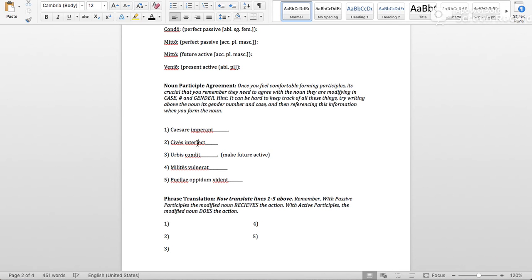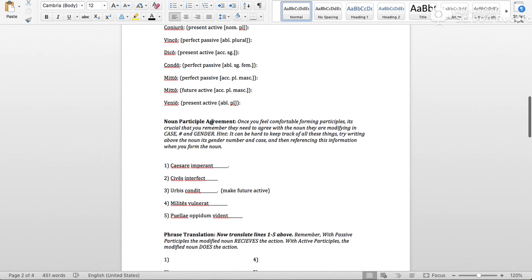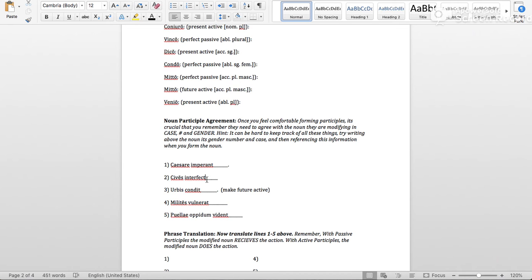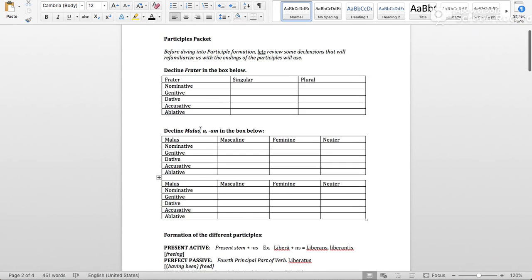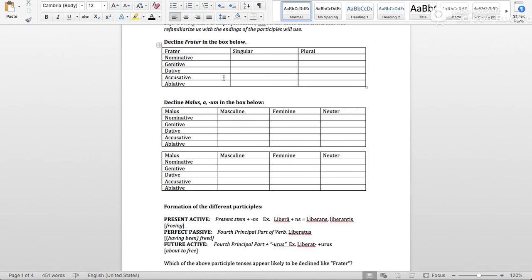Then this one, you're going to say, is that a present active? I don't see an NT, so that probably means it's a what? Yeah, probably a perfect passive. So we got perfect passive we know is declined like what? Is declined like malus or frater? Who remembers? Malus or frater? Try and remember again, guys.